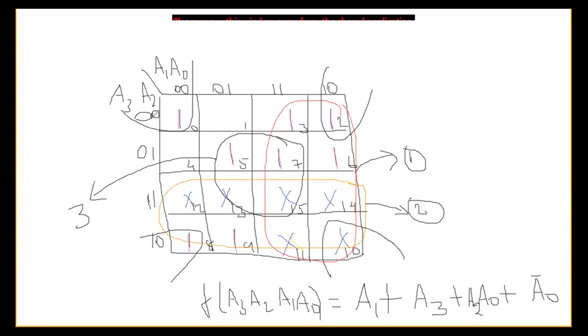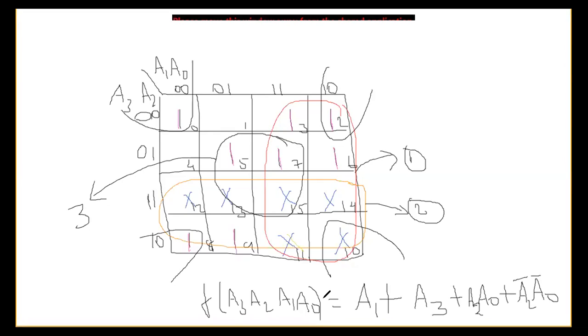Correspondingly, you can see vertically A3 is 0 and A2 is 0, then A3 is 1 and A2 is 0. A3 changes from 0 to 1 here, and A2 is a 0. So 0 means A2 bar. A2 bar.